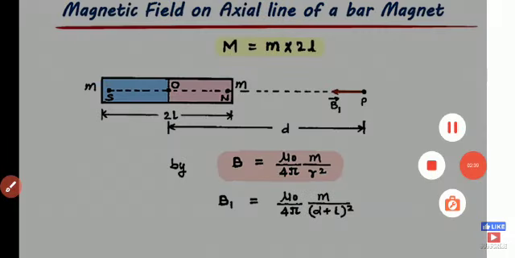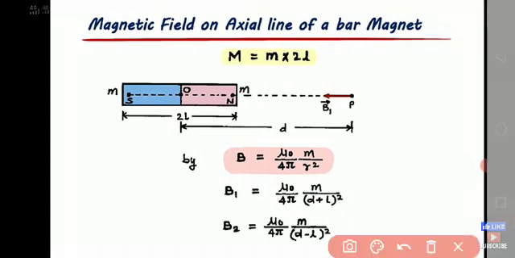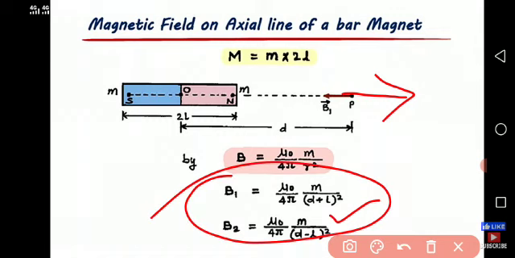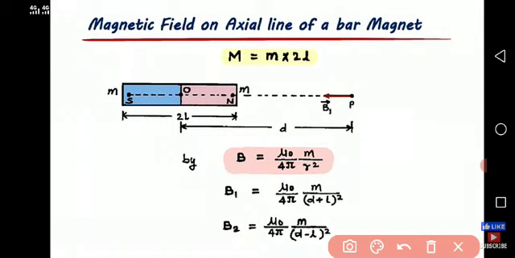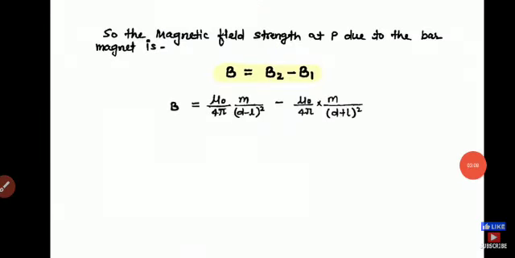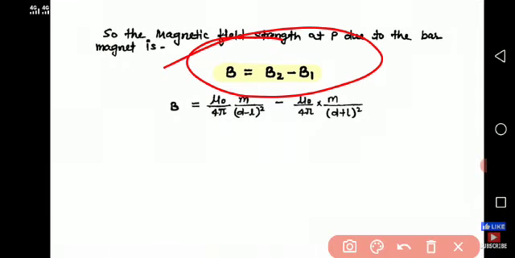Similarly we can write B2, meaning the magnetic field due to the north pole. The magnetic field due to the north pole we will draw away from the point P because it will emerge out from the north pole. So these both are the values of B2 and B1, and now we have to calculate the total value of magnetic field. To calculate the total value of magnetic field, what do we have to do? We have to subtract, B2 minus B1. Put the value of B2 and put the value of B1.